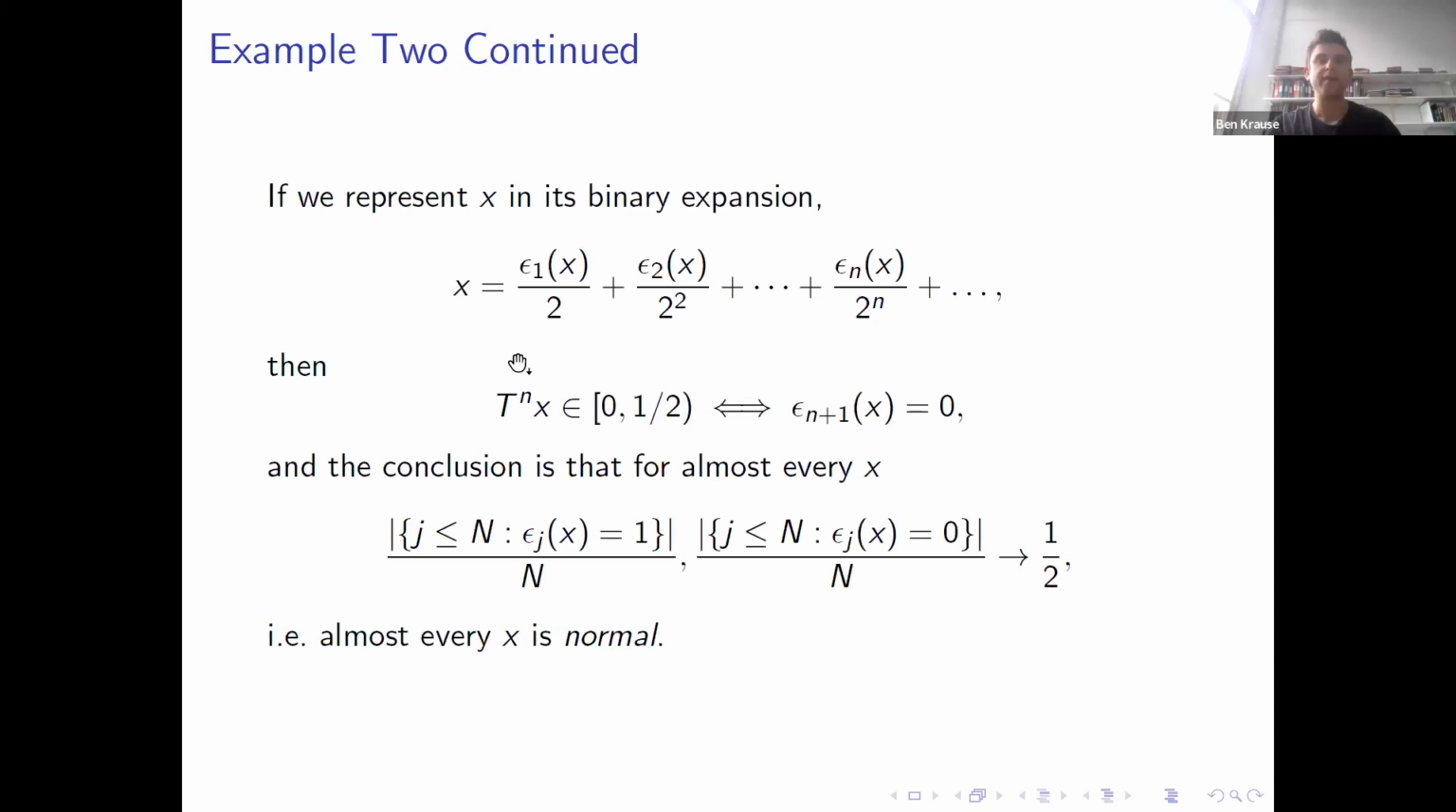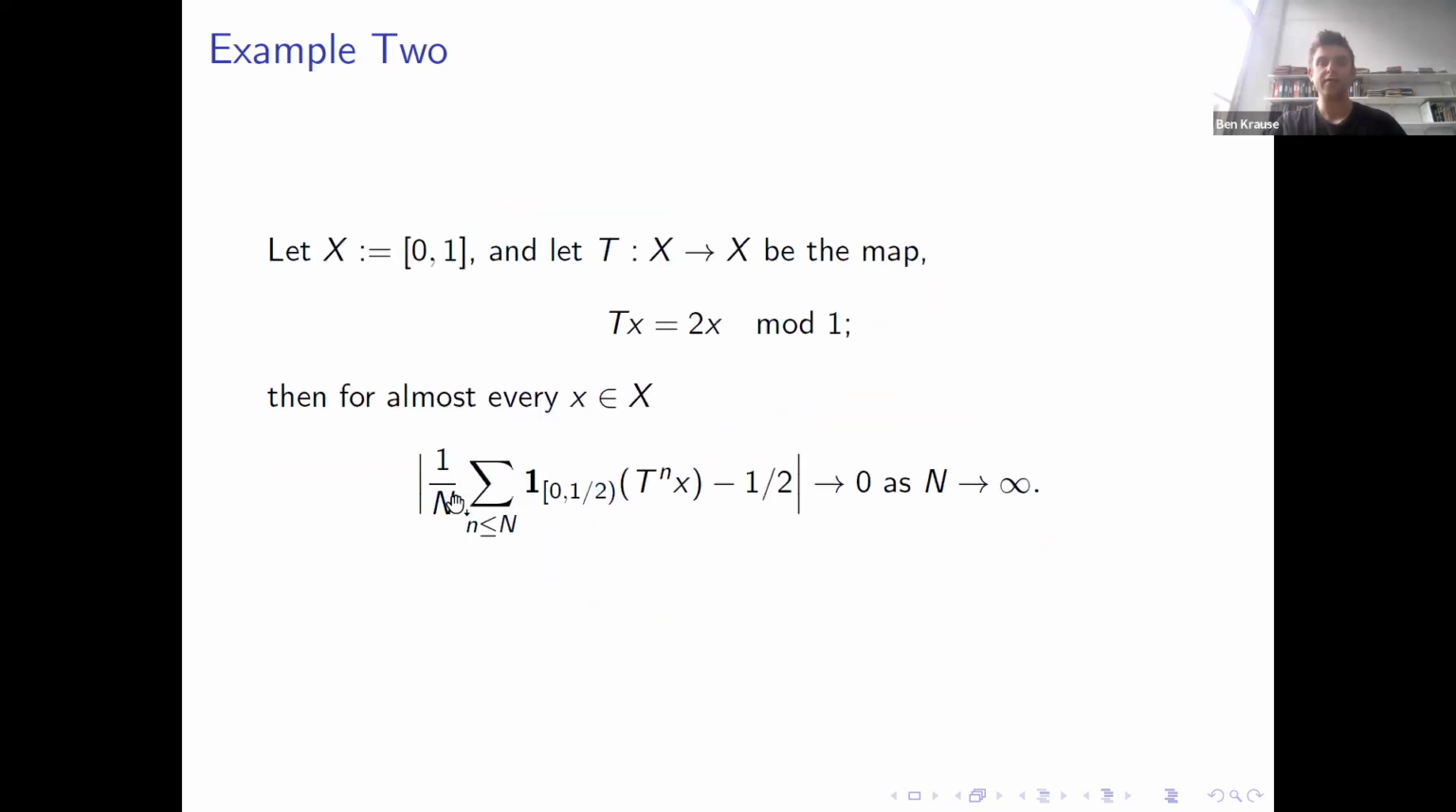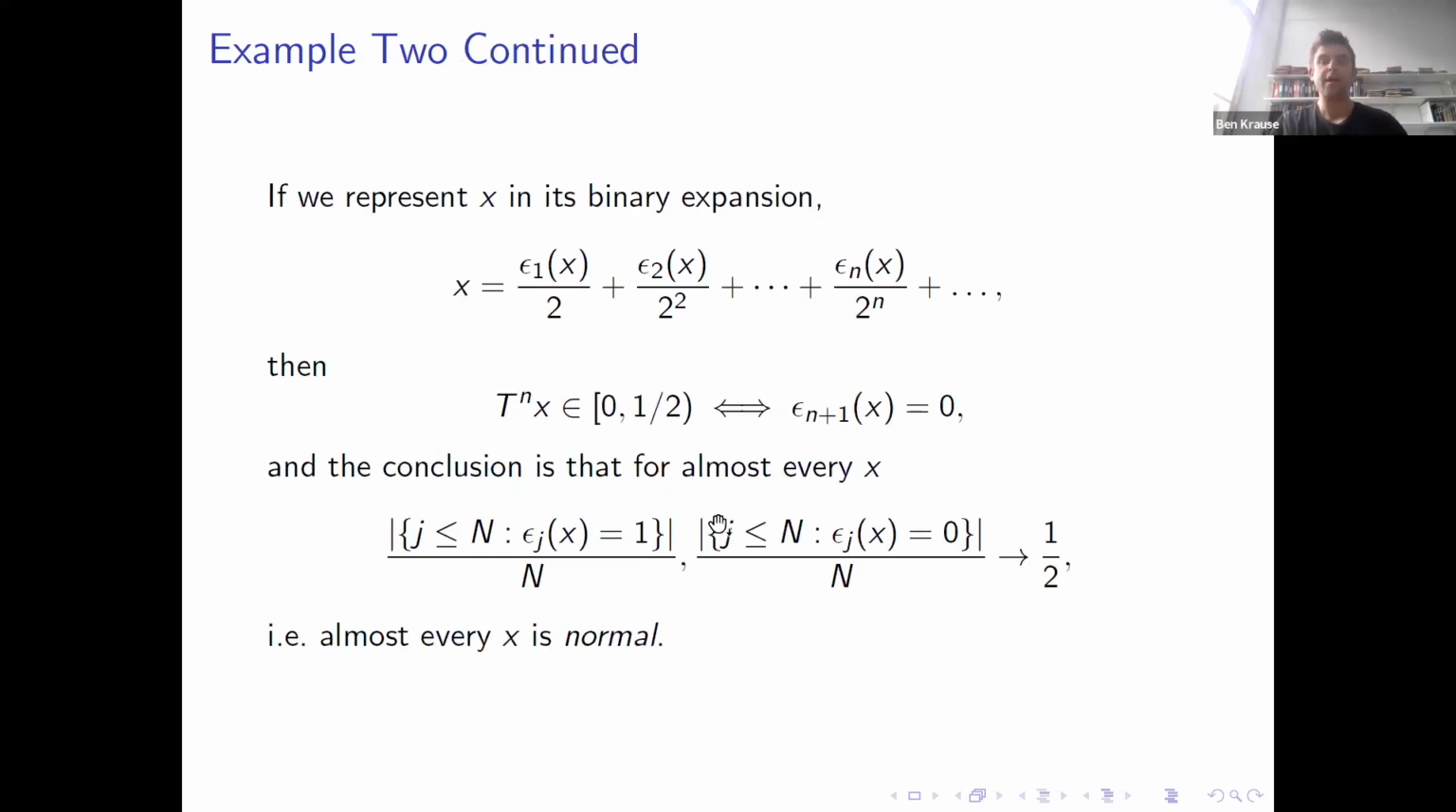So why do we care about this? Well, if we represent x in its binary expansion, with digits epsilon_n, and we require that the limit of the epsilon_n is 0, just to make this binary expansion unique, then the statement that T^n x is in [0, 1/2] is equivalent to the statement that epsilon_{n+1} is 0. So the conclusion of this equidistribution property is that for almost every x, about half of the indices less than n are both 0 valued and 1 valued. So there's some type of equidistribution phenomenon when you take into account the binary expansion. And this property is known as normality.